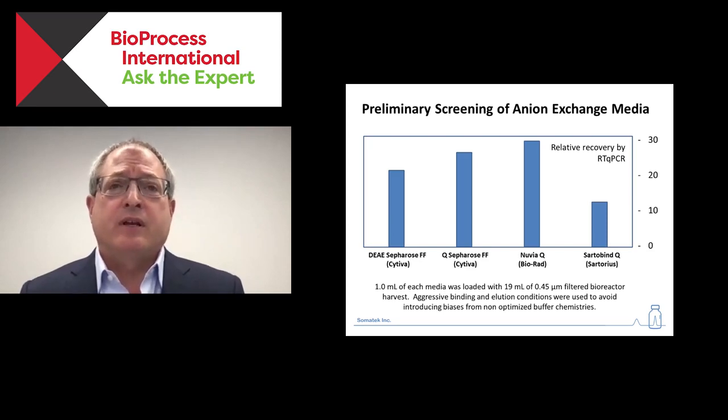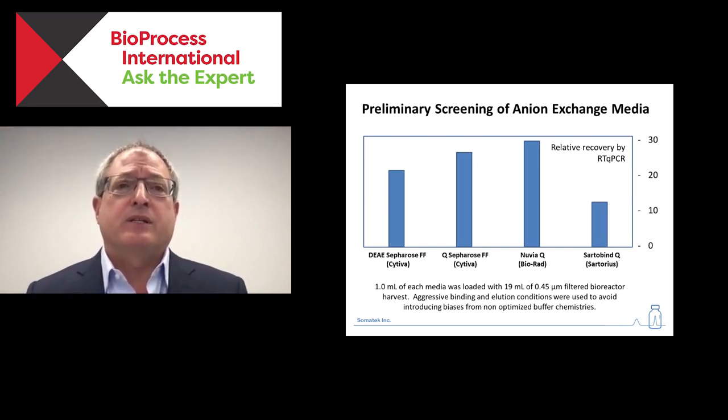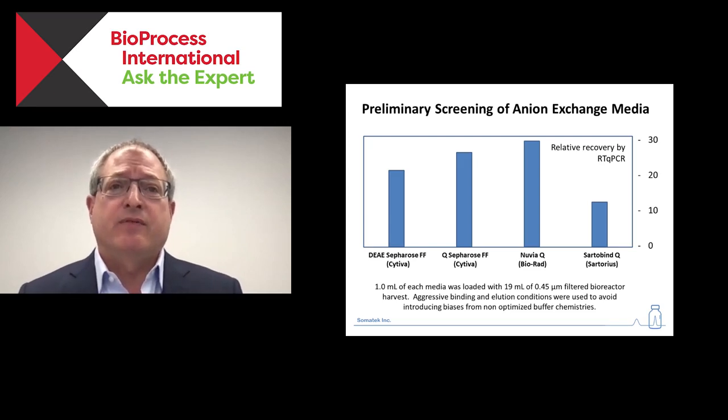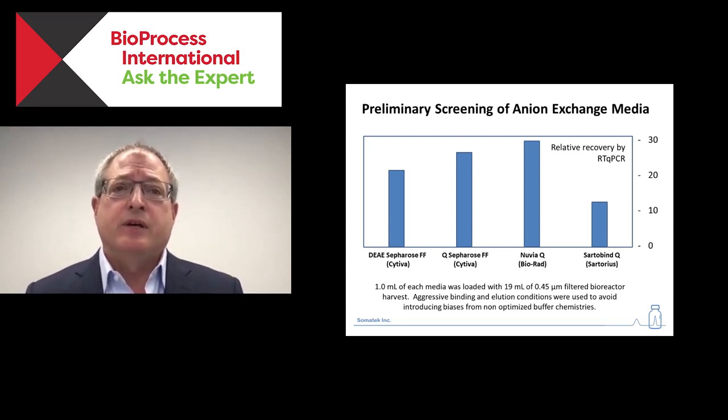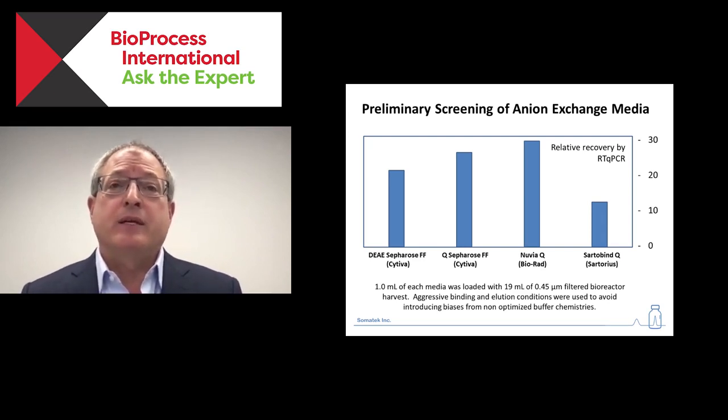Here's one of the studies we performed, and this was a study basically designed to get a sense for process economics, or which chromatography resin might be best with respect to economics. And basically, we loaded 19 mils of our feed stream onto a 1 mil column of different matrices, a couple of Cytiva anionic exchangers, Bio-Rad's Nuvia Q, and Sartobind Q from Sartorius. And all we're looking at this point is we put a certain amount of our product onto one of these supports. We try to get the product off. How much do we get?